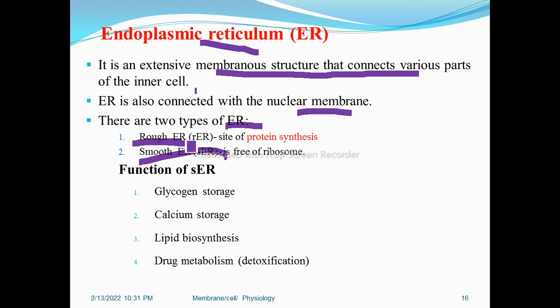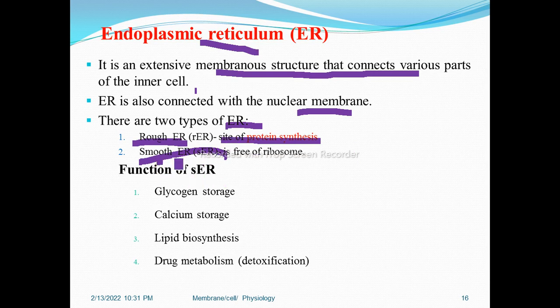The rough endoplasmic reticulum gets its name in association with ribosomes, because ribosomes are attached to it. So we say the rough endoplasmic reticulum, or we can say granular endoplasmic reticulum. Why? Because of ribosome, and also its function is used for protein synthesis. So it's a site where proteins are synthesized.